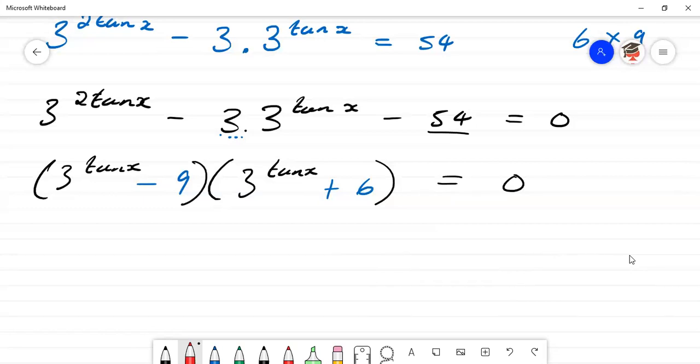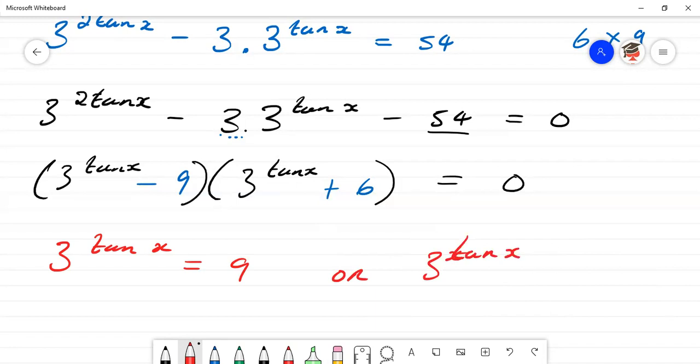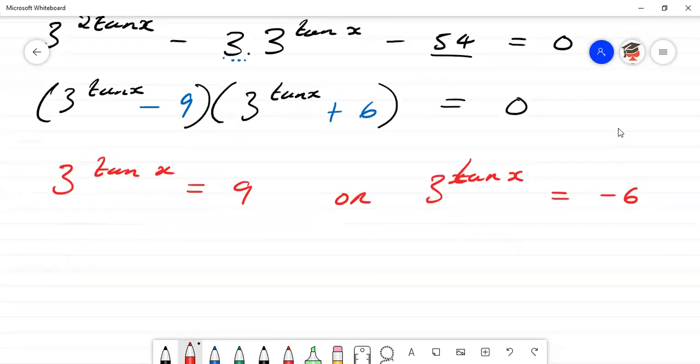To say that it is going to be 3 to the power of... tan x is equal to 9, or tan x is equal to -6. And once we get here, that means that tan x is equal to 3 to the power of 2, or no solution.